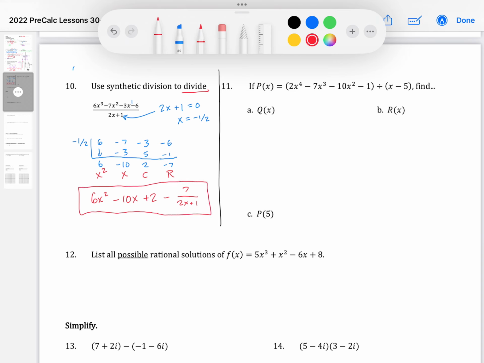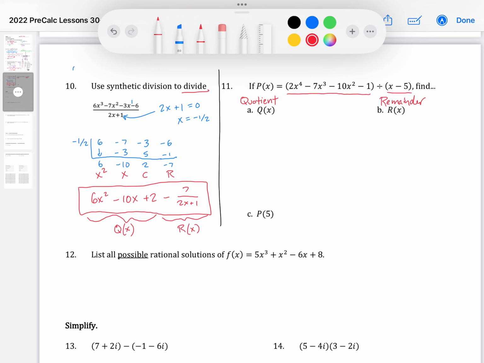All right, let's look at 11. So now we're taking this p of x function, or we're saying p of x is this polynomial divided by x minus 5. So when I refer to q of x, we're going to assume that that's the quotient, which, like if you look at this previous problem, this would be the quotient or q of x. And then r of x we're going to call the remainder. So in this problem, that would be the -7 over 2x plus 1. So number 10 didn't ask you for that, but that's kind of where we're going with number 11 here.